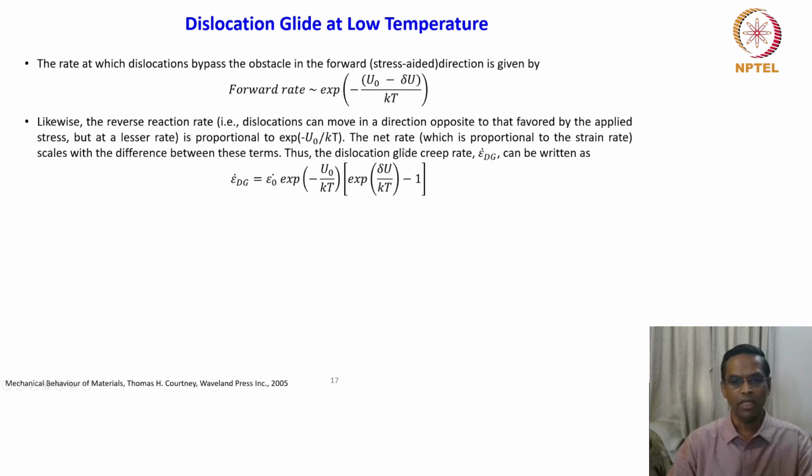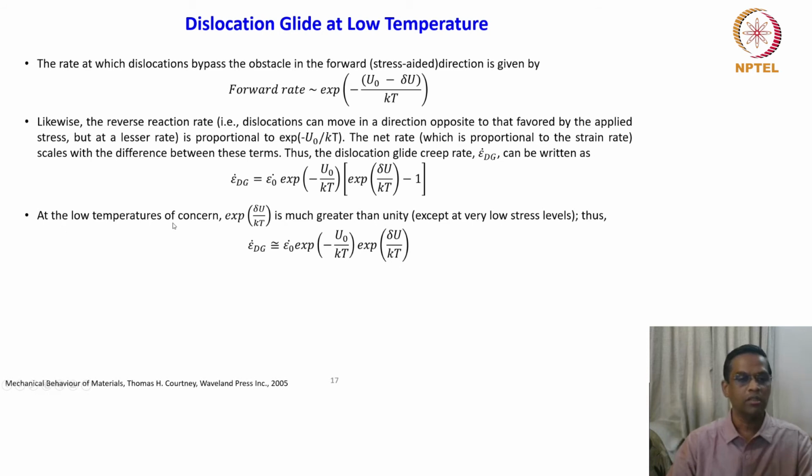So what we require is a net rate. The net rate, which is proportional to the strain rate, scales with the difference between these terms. So what is the difference? Thus the dislocation glide creep rate, that is epsilon dot dg, where dg stands for dislocation glide, can be written like this: epsilon dot dg is equal to epsilon dot naught exponential of minus U naught by kT into the quantity exponential of delta U by kT minus 1.